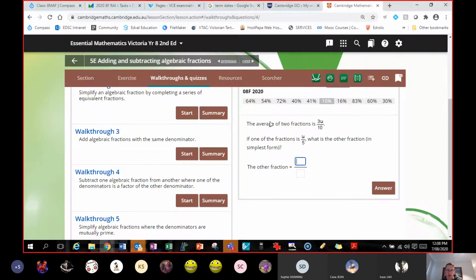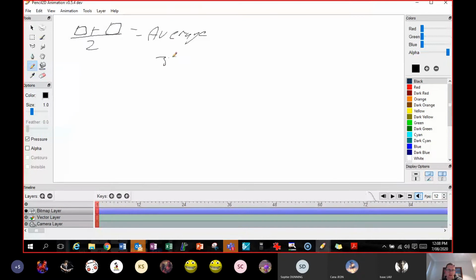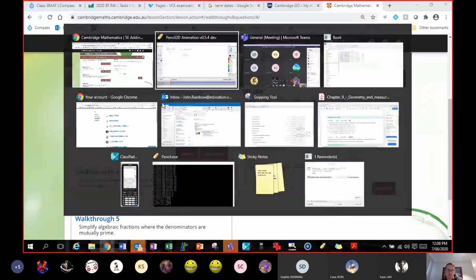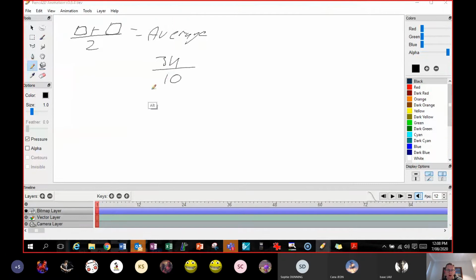So we know the average of 2 fractions is 3u on 10, and we know that one of the fractions was u on 5. We've added that with another fraction, and then we've taken that and divided it by 2, and that has to equal this. This is where a bit of algebra helps. You could multiply both sides by 2, which would help you. If you did that, then you would have u on 5.